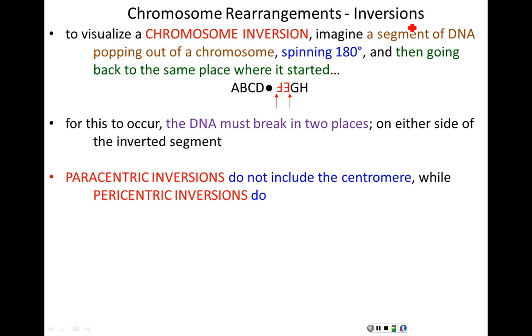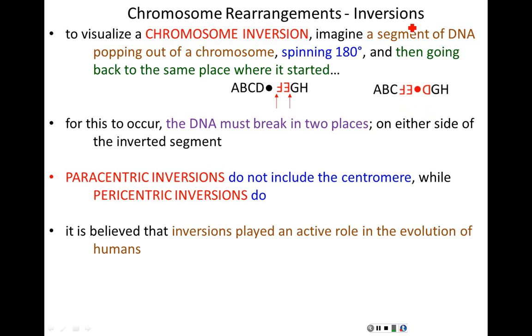There are two types of inversions, paracentric and pericentric. Paracentric inversions do not include the centromere. What I showed you in this animation is a paracentric inversion. Pericentric inversions do include the centromere. This would be the example of a pericentric inversion. The centromere is included in the inversion event.